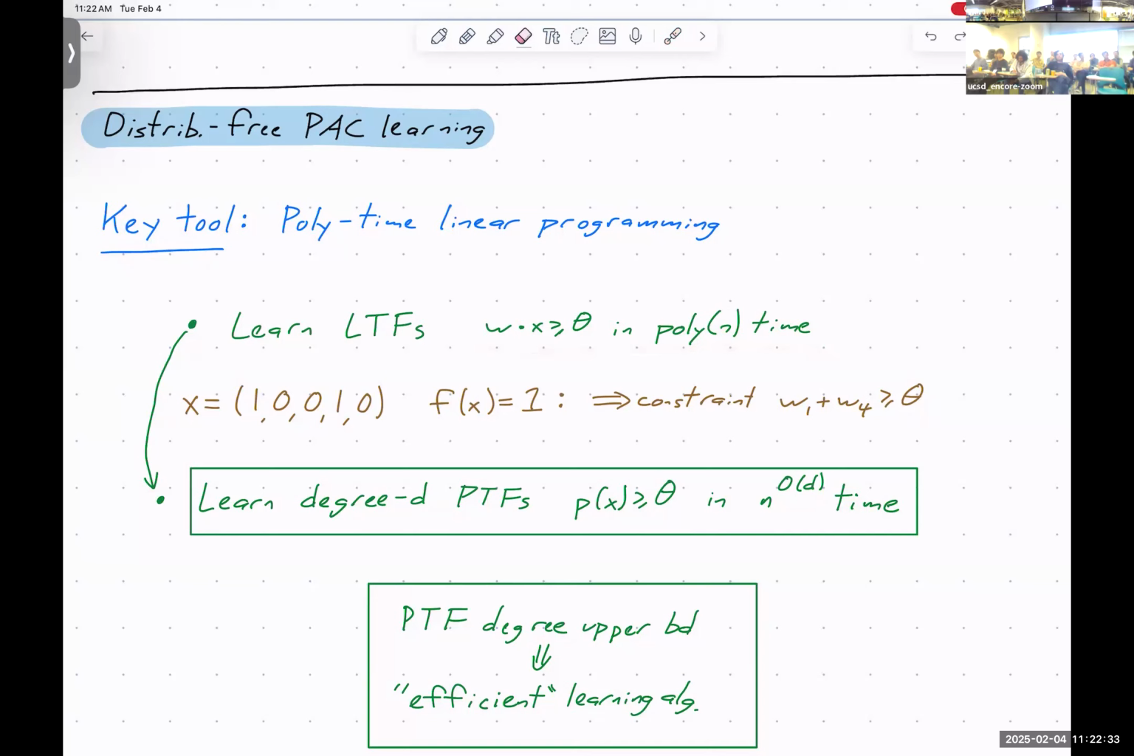Just a one-line illustration: if you get an example where your string is 10010, and you're told this is a positive example, that gives you a linear constraint on the unknowns, on the W and the theta. Since it's 1, 0, 0, 1, 0, it tells you that W1 plus W4 is greater than or equal to theta. So a collection of labeled examples gives you a collection of linear constraints. Linear programming tells us that we can find a feasible solution, and generalization theory tells us that a feasible solution to a sufficiently large set of examples will have high accuracy and high confidence.